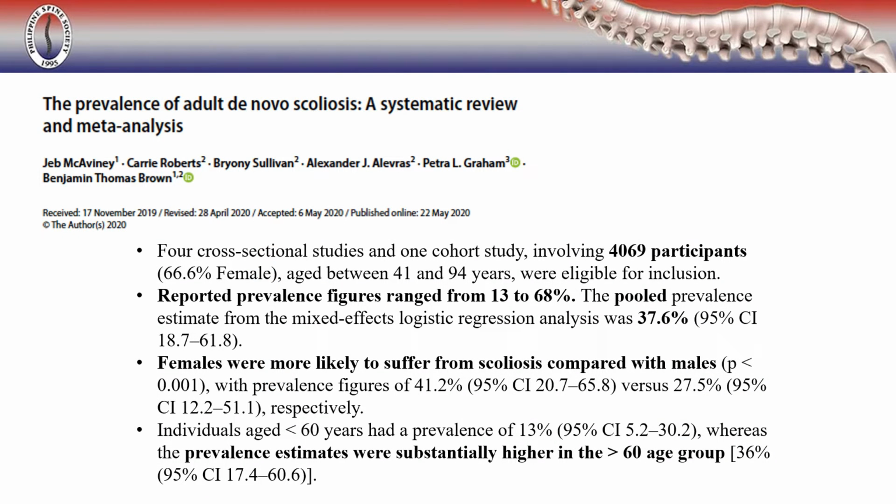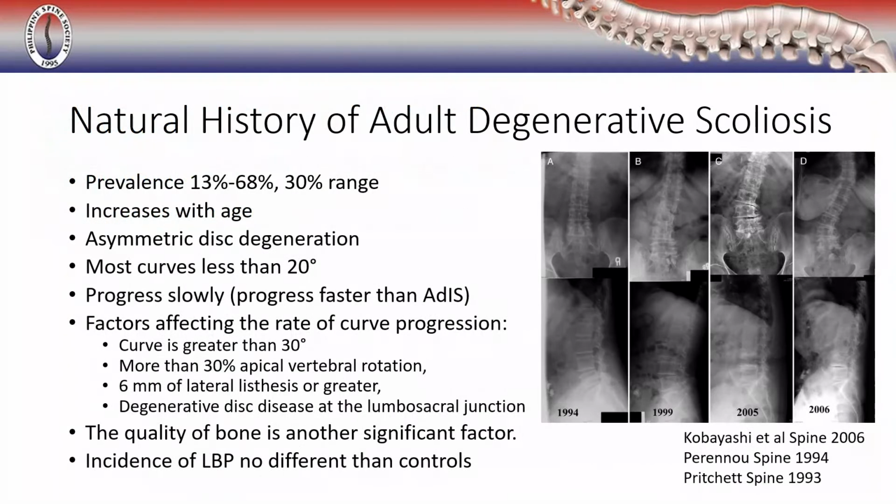So when we talk about prevalence of degenerative scoliosis, a recent study reports a prevalence of 13 to 68%. It is also more common in females than in males, and the prevalence estimates were substantially higher in patients over 60 years old. So we know that there's a wide range of prevalence, usually in the 30% range. It definitely increases with age. Again, asymmetric disc degeneration is commonly seen as a starting point.